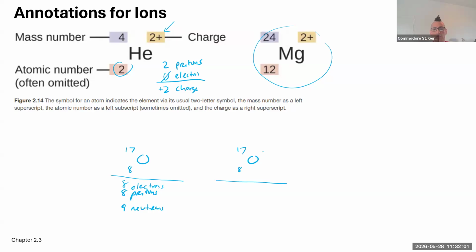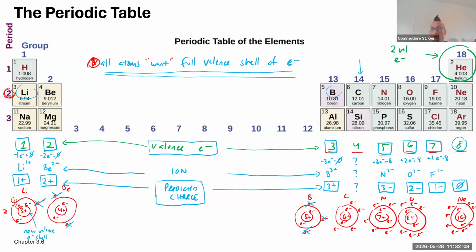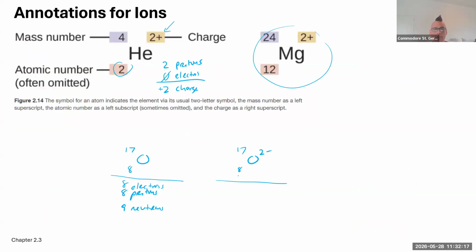Let's do another oxygen. Oxygen 17, 8, but now a 2 minus, which is its predicted charge. If you look up here, remember oxygen, column 16, it's almost always going to be a 2 minus charge, meaning it has 2 extra electrons. So we're going to say here it has 8 protons. It still has 9 neutrons. But since now it has a 2 minus, which means it picked up 2 electrons, this is going to have 10 electrons.